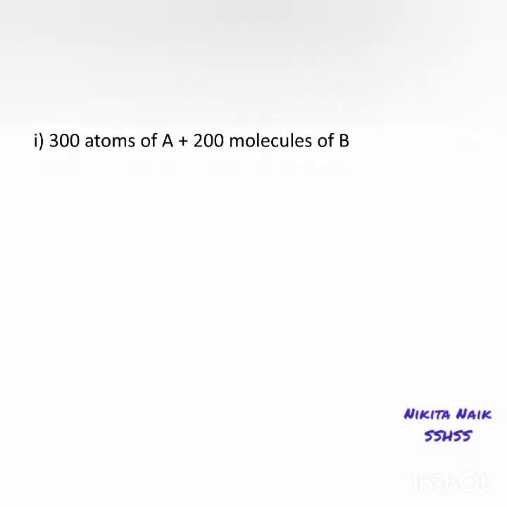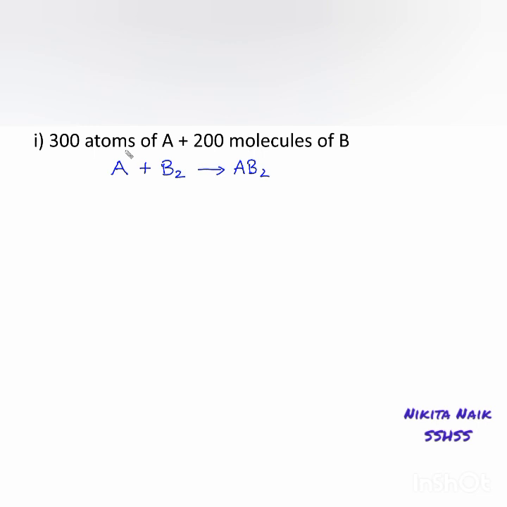The reaction is given to us and we can note that our reaction is balanced. First, I will write the balanced equation. The equation given to us is A plus B2 giving us AB2. Now, in the first part, what is given is 300 atoms of A plus 200 molecules of B. We have to find out the limiting reagent among these.